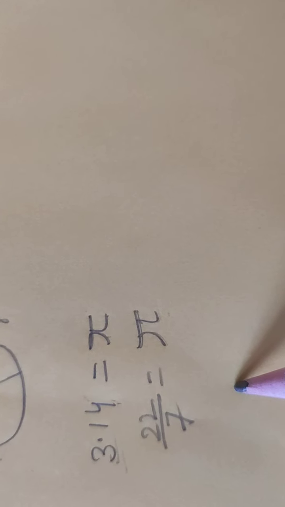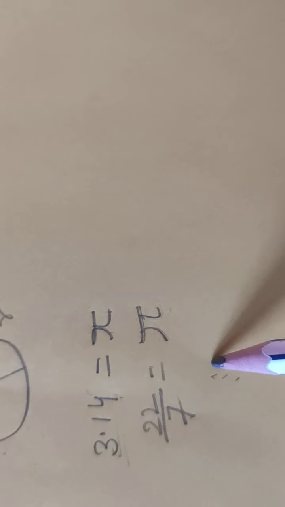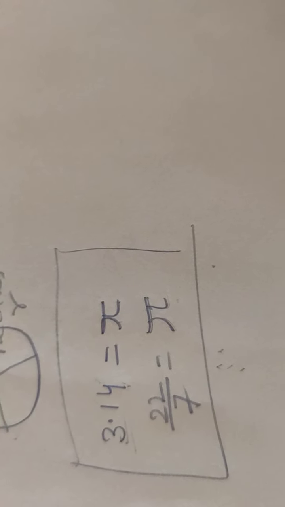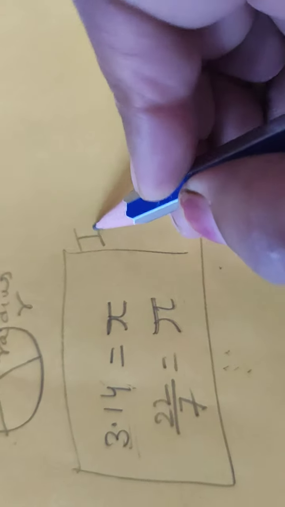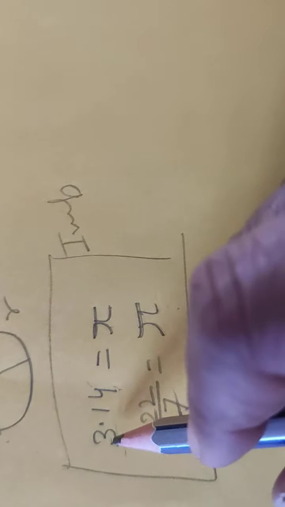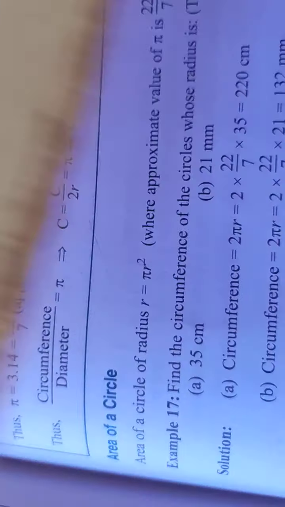So this is the value of pi, and you have to remember it. You have to always remember this value. You cannot forget this value, otherwise you won't be able to do the sum. So this is very important. You just remember the value. Pi is equal to 22 by 7, or pi is equal to 3.14, it is the same thing.